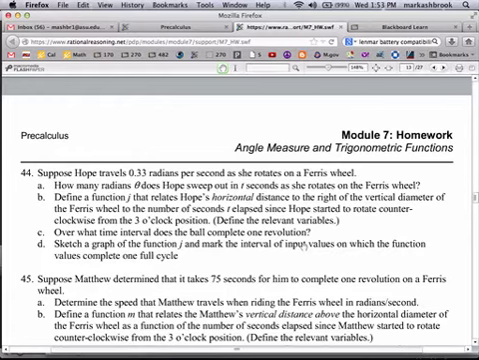So Hope travels 0.33 radians per second. How many radians does she sweep out in t seconds? To find a function that gives the horizontal distance to the right of the vertical diameter. Okay. So all we have to do is make sense of this 0.33 radians per second, and we can answer this first question. And so what I suggested was make a table.